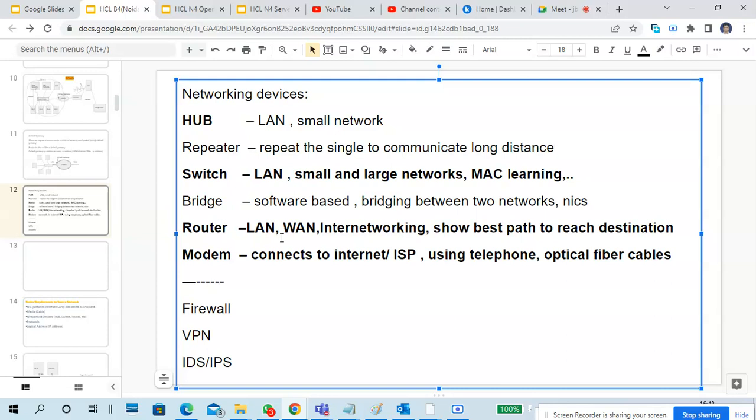So there are mainly three important devices: hub, switches, routers. Hub is a LAN network, small network device. It is a layer one device. This is a layer two device. It is a layer three device. Of course there are a lot of devices also available, different things.